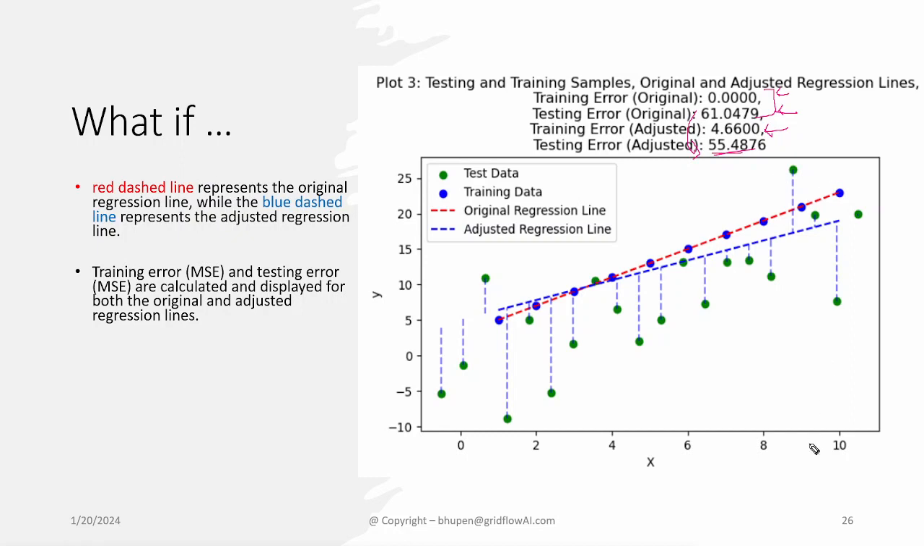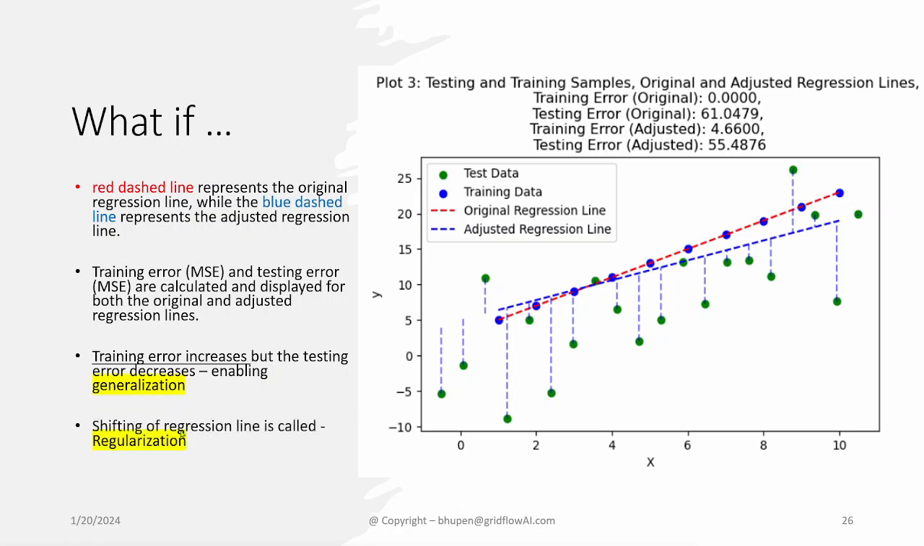decreased. This is what the regularization enables us with. So essentially, the training error increases with the regularization, but the testing error decreases. And thereby, it enables generalization. So shifting of the regression line is called regularization.